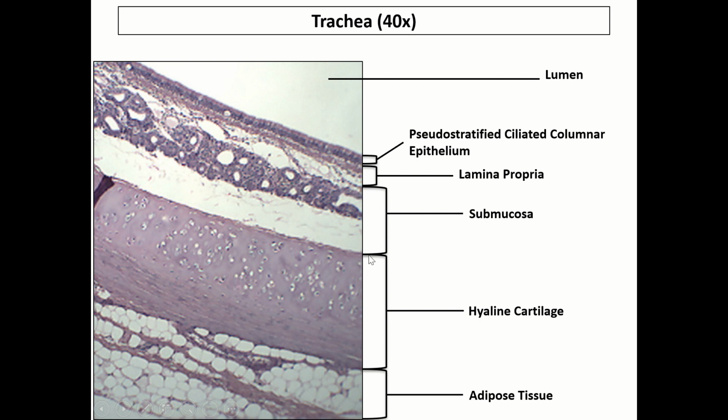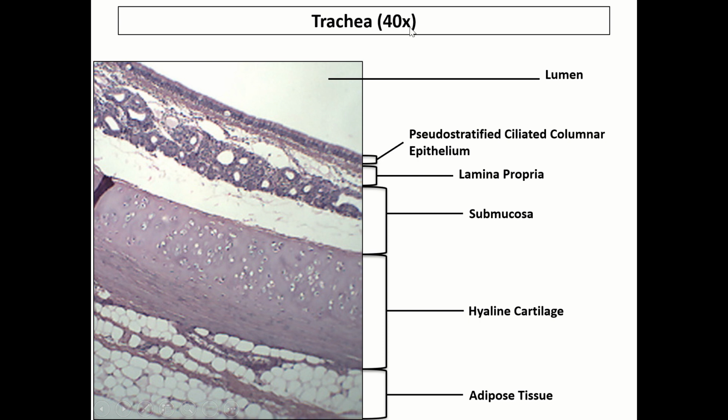Then that's going to be followed by a layer of hyaline cartilage connective tissue, which you'll study more of in the second video, followed by an outermost layer of adipose tissue or fat tissue. Again, a type of connective tissue you'll cover later. You want to make sure that you zoom in on the epithelium to study its characteristics.